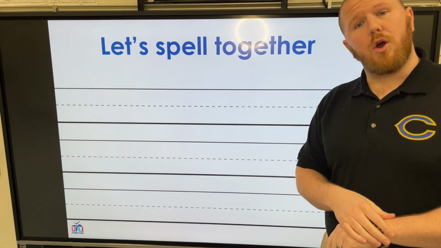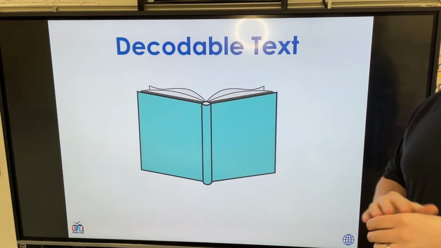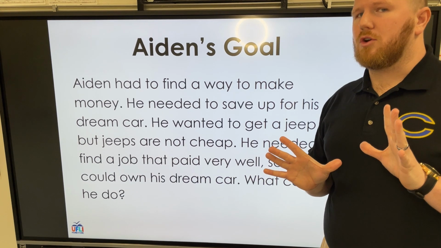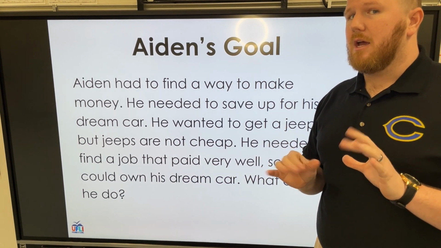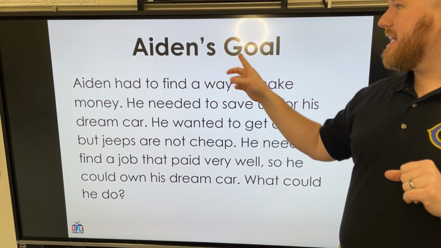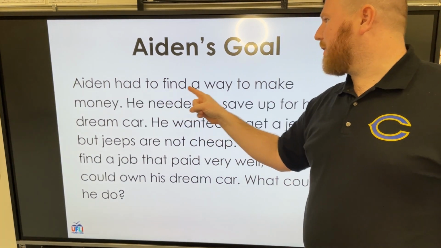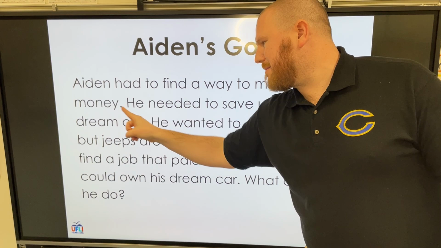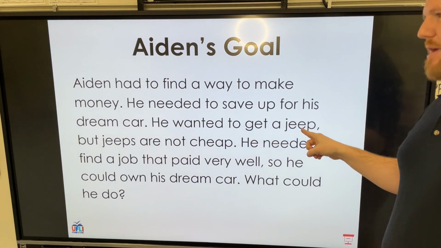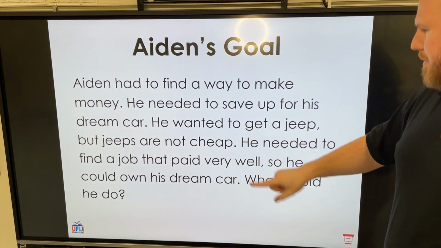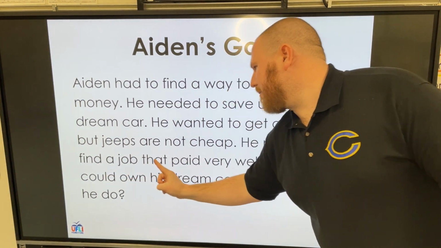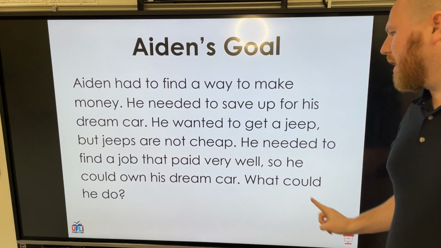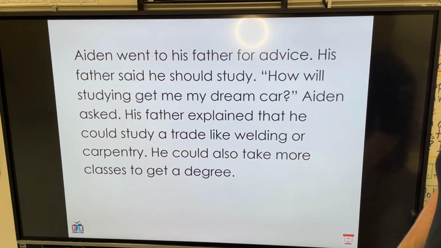We're going to go into our decodable. So, I'm actually going to primarily read this one. If you want to pause and circle all of the vowel teams you can find, you can. But there's a lot. I will warn you. Aiden's goal. Aiden had to find a way to make money. He needed to save up for his dream car. He wanted to get a Jeep, but Jeeps are not cheap. He needed to find a job that paid very well so he could own his dream car. What could he do? Let's find out.